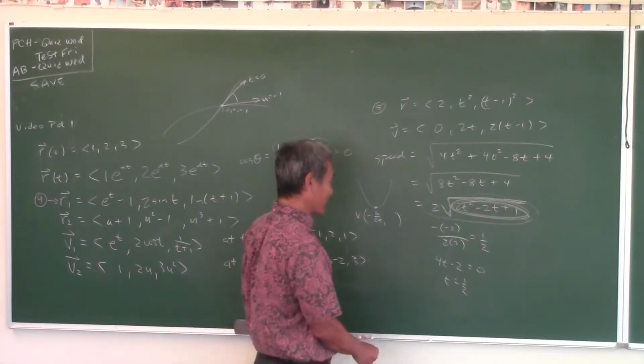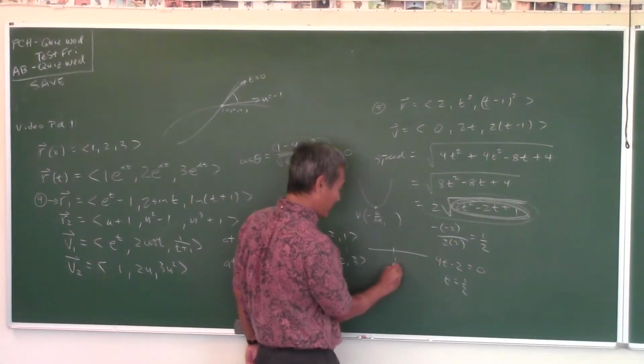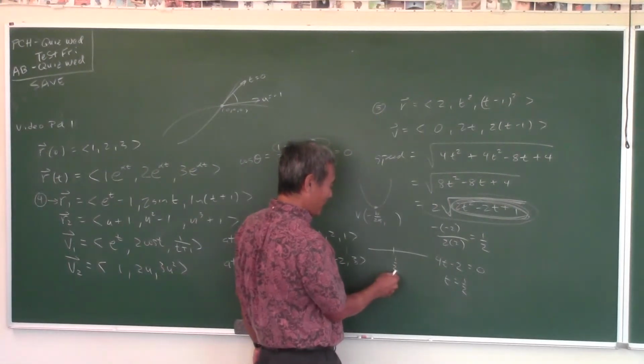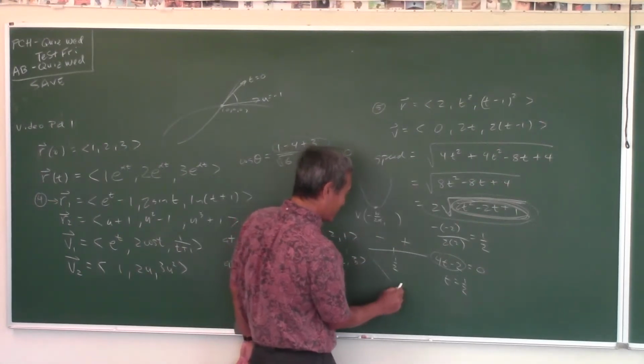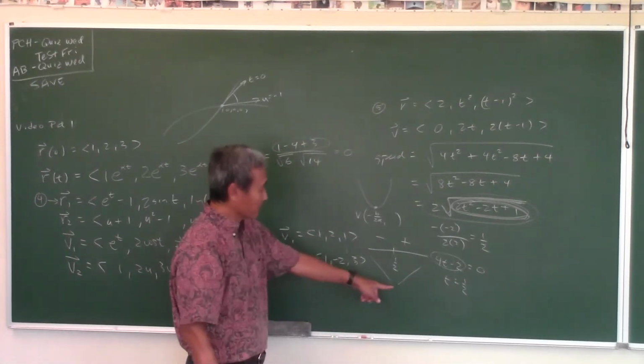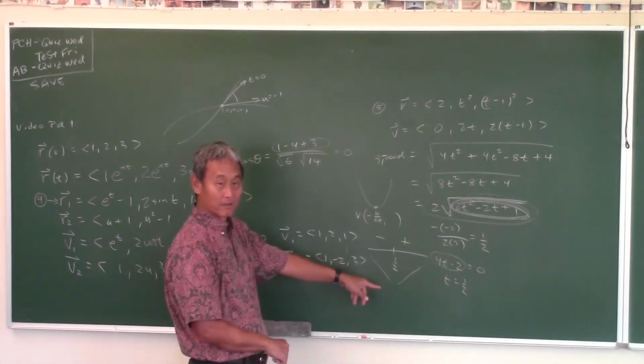How do you verify that it's a minimum? You make a number line. Let's see if you guys remember anything. Think of a number bigger than 1/2. 1, plug it in there, comes out positive. Negative on the other side. So this means the function is decreasing and then increasing. So there you go, that's a minimum right there. This is called the first derivative test, remember?